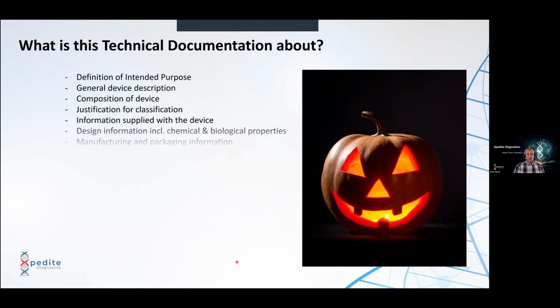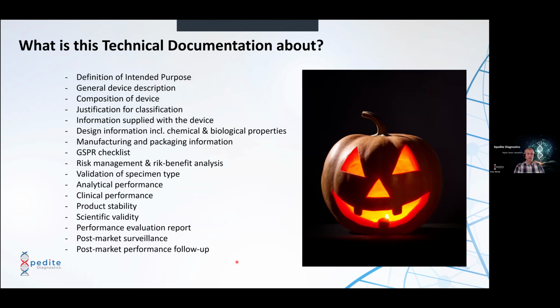So, what is the technical documentation about? You see, it's quite a bit of things that need to be prepared. It starts with the definition of the intended purpose of your device, a general description of it, the composition, including recipes and everything, justification for the classification that you have chosen, and also all the information supplied with the device again, then design information, the GSPR checklist. So basically the checklist proving or showing that you fulfill everything that I have just mentioned in the slide before. The tech documentation also includes all your risk management and the risk benefit analysis and statement, where you state legally binding that the benefit of using your devices is outweighing the risks of using it.